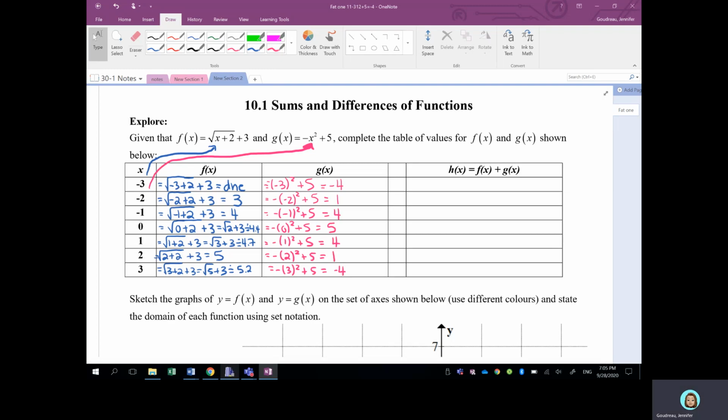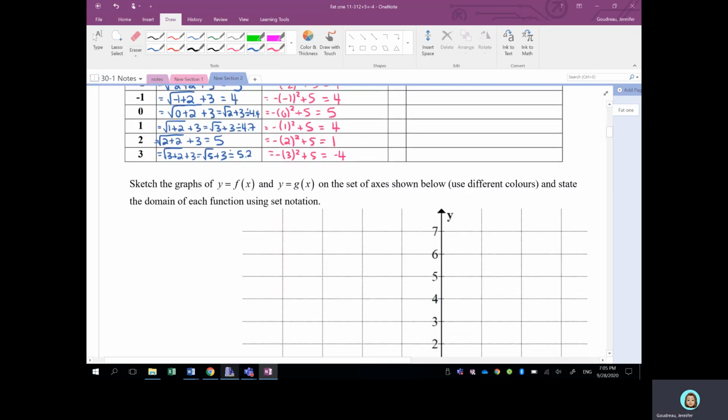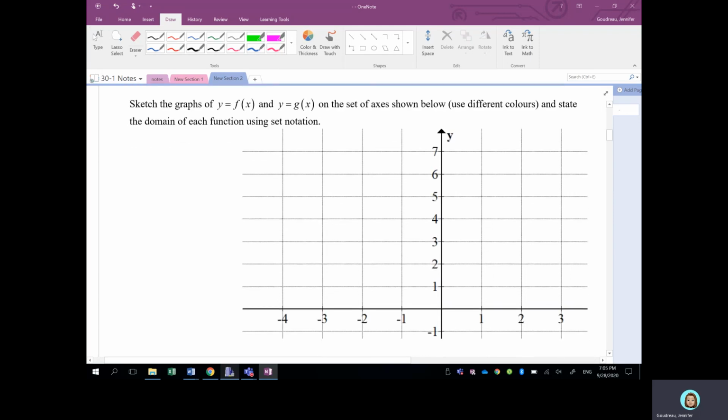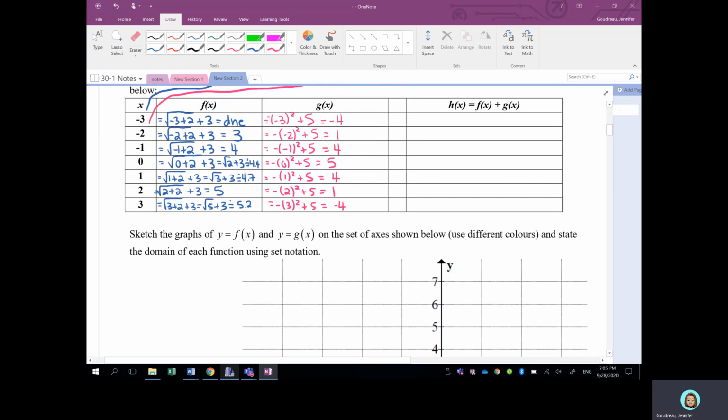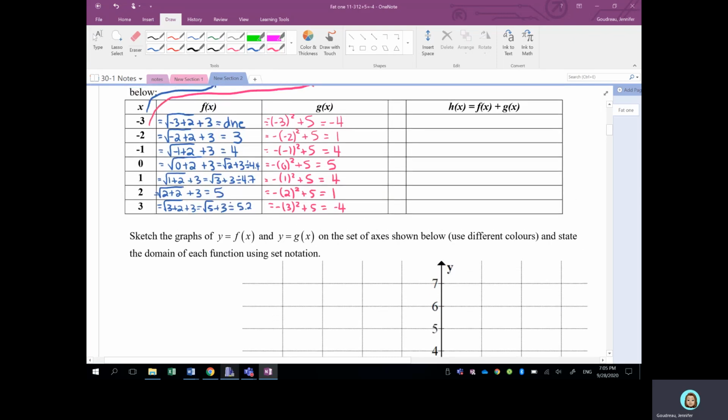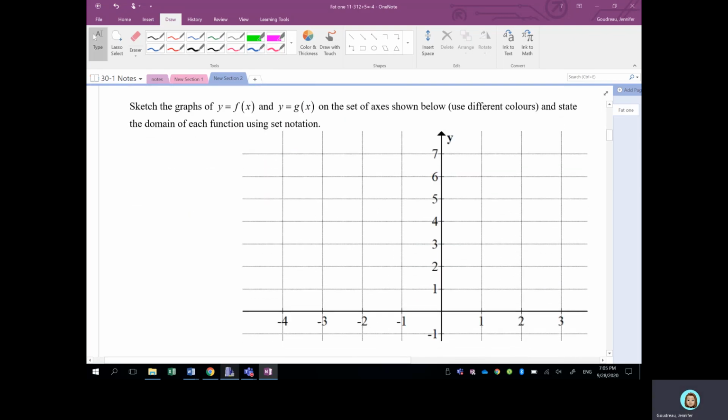Our next set of instructions says to sketch the graphs of f(x) and g(x) on the set of axes shown below. We're going to use different colors, so we'll use blue for f(x) and red for g(x), and then state the domain of each function using set notation. Okay, I'm going to start with g(x) just because I have the pen ready to go here. So at negative 3, we are at negative 4.